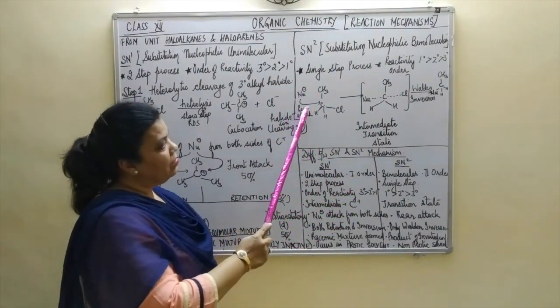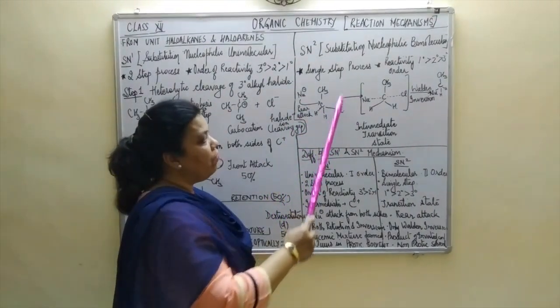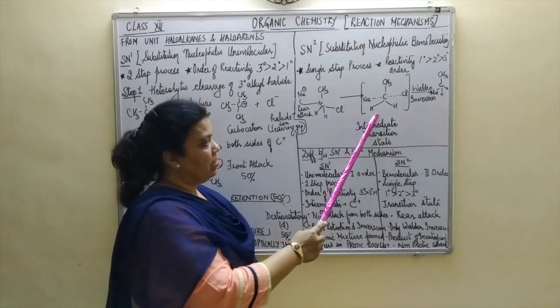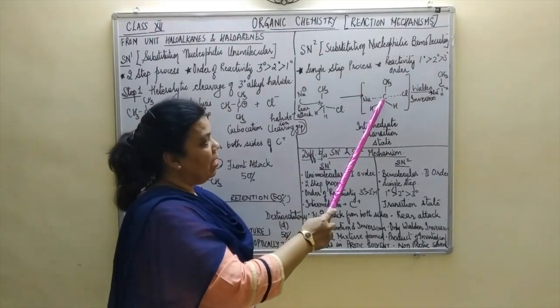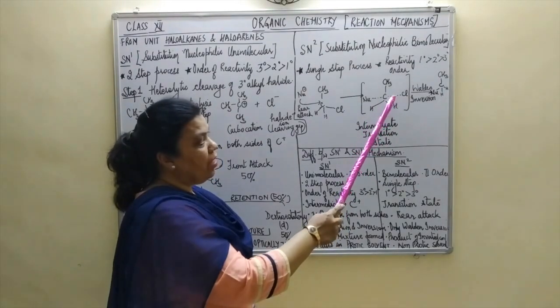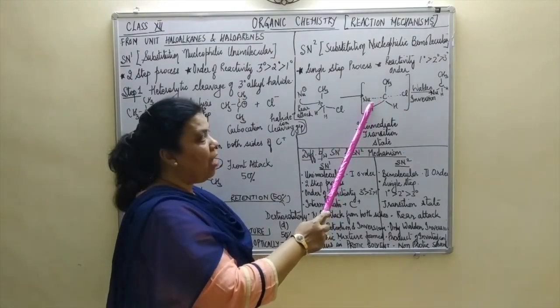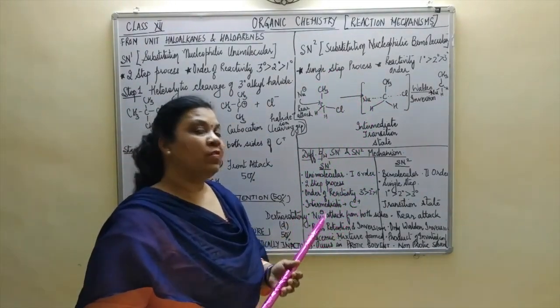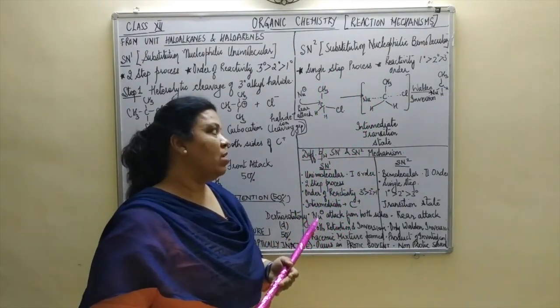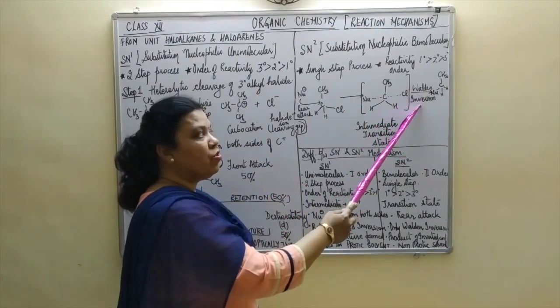Now in this case, the nucleophile attacks from the rear side, resulting in the formation of an intermediate transition state. The transition state is a pentavalent state where you can see the carbon halogen bond shown with a dotted line, and even the carbon nucleophile bond, which is a new bond going to be formed, again shown with a dotted line. After this, Walden's inversion occurs.